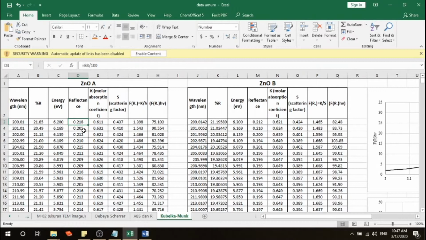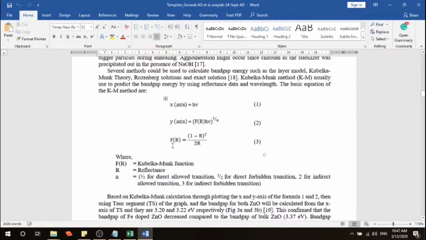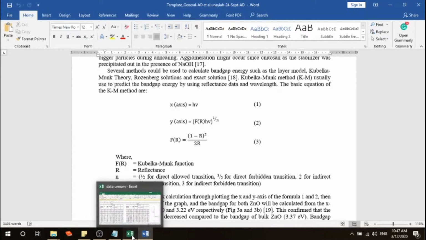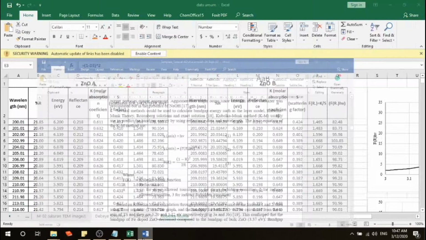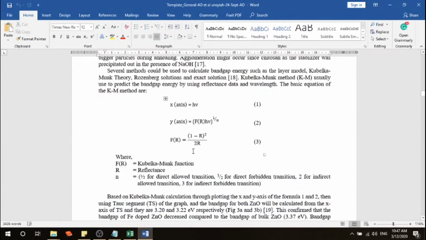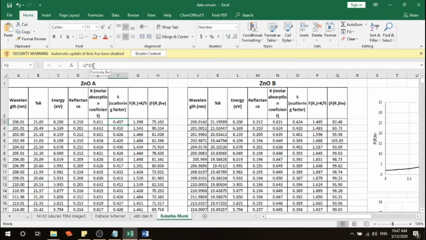So we got 0.218, and then this K is the molar absorption, or from the equation, (1 minus R)^2 is K. So we got this, 1 minus the reflectance, squared. So we have the K, and the scattering is 2R, 2 times reflectance is the scattering. So in this case 2 times the reflectance. Just drag both of these formulas until the end, and you get all these values.